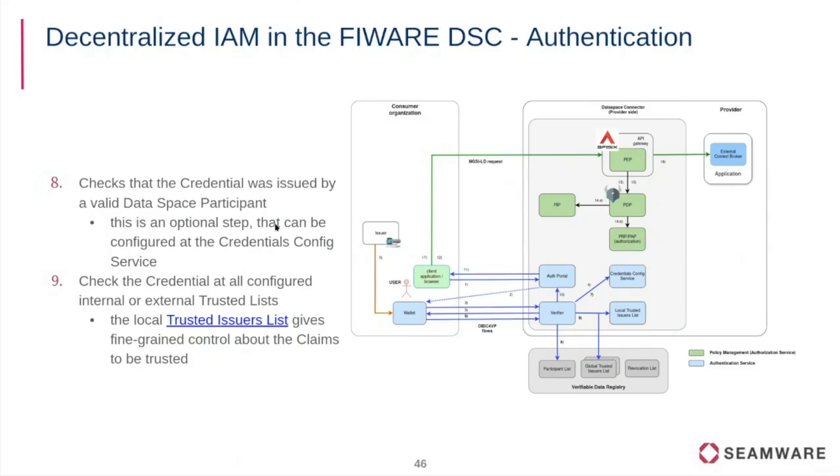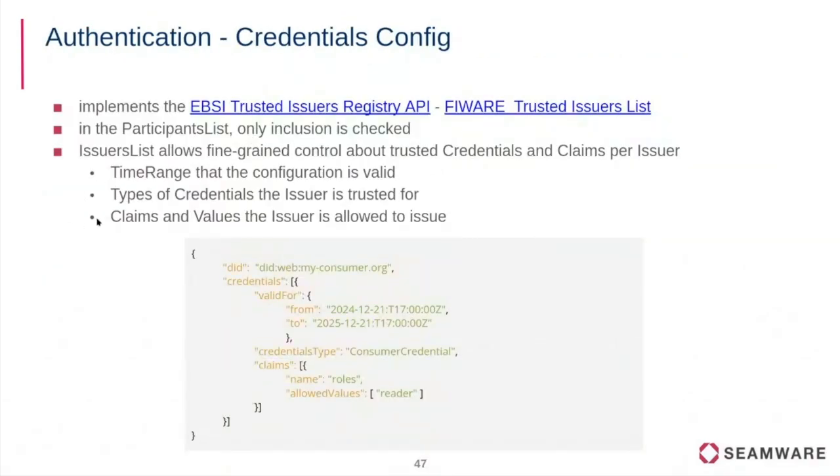Okay, I already explained that. So we will go to the trusted participants list. We will go to the trust list to check the validity of the credential. And this is how those lists look. As I mentioned, we are using the iSHARE Trusted Issuers Registry API, which is implemented in the data space connectors, often through the FIWARE Trusted Issuers List service, which provides this API with the plain storage backend.